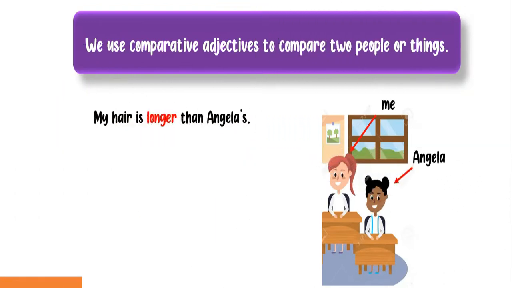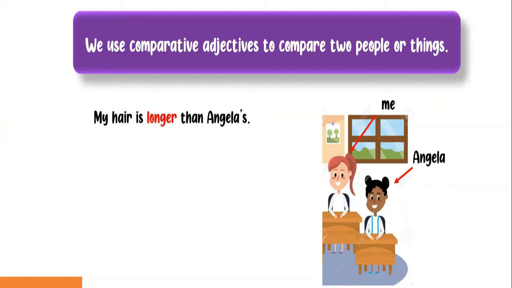So we use the comparatives and the superlatives to compare. Anything, people, things, animals, whatever. But we use them to compare two things or more. When do we use the comparatives? We use the comparatives to compare two people, sorry, or things, or animals, or whatever, okay? But we compare two things.